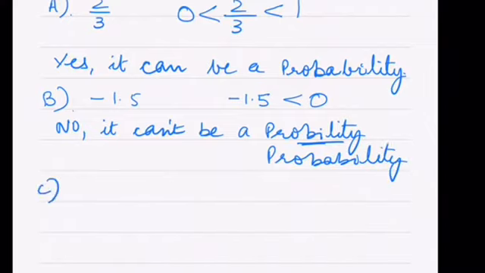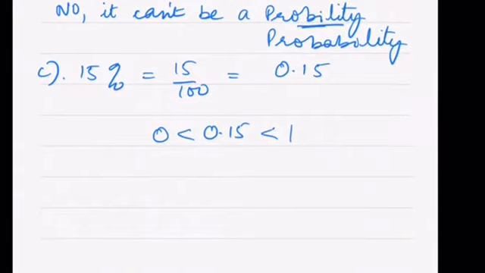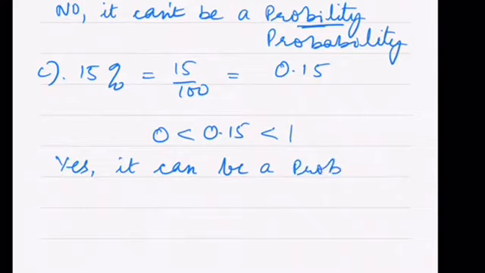Correct, that's fine. So now C part of it. C part says 15%, right? So 15% would be equal to 15 by 100, or I can write down 0.15, and I already know that 0.15 is greater than 0 and it is less than 1. So yes, it satisfies my condition. So yes, it can be a probability.